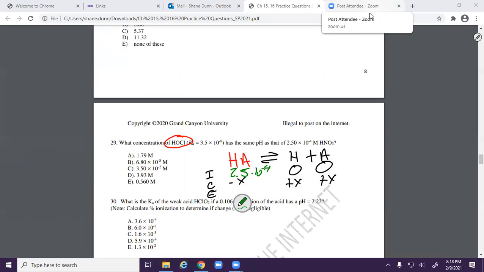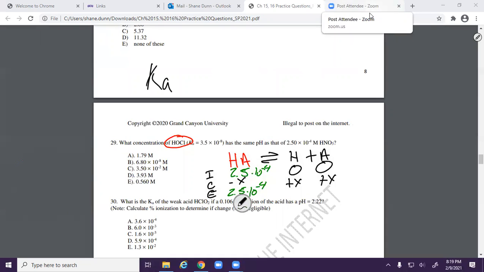But remember, since theoretically X is such a small value, you can say it's negligible, so you don't have to do the quadratic formula. Does that make sense? If you guys really want to do the quadratic formula, go ahead and do it. I don't want to do it. So we're just going to say that the X value doesn't change it at all.